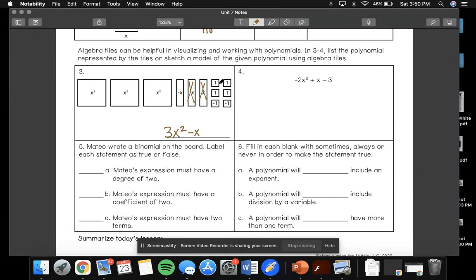Okay. Then I see a bunch of 1s. I see 4 1s and 2 negative 1s. So that would make a 0 pair. That would make a 0 pair. I'm left with 2 1s. So simplified, that would be 3x squared minus x plus 2.